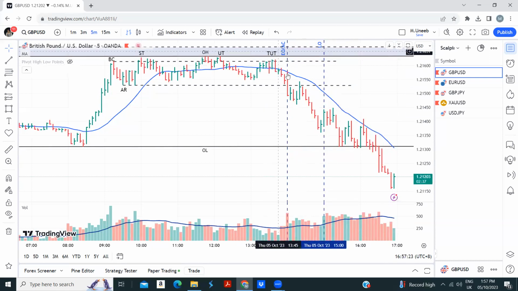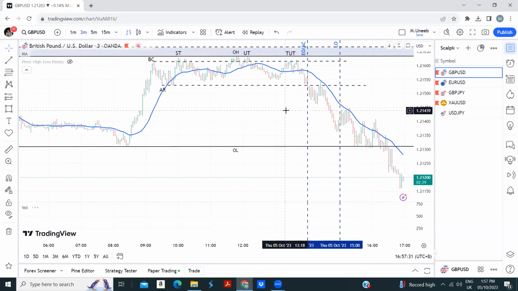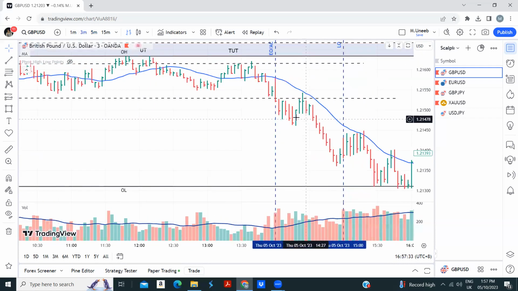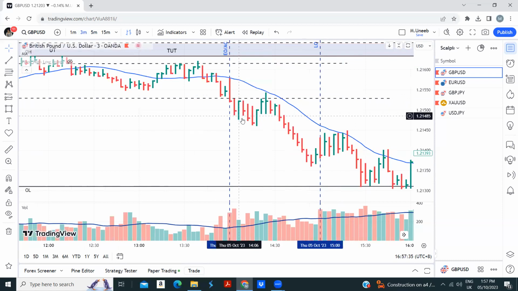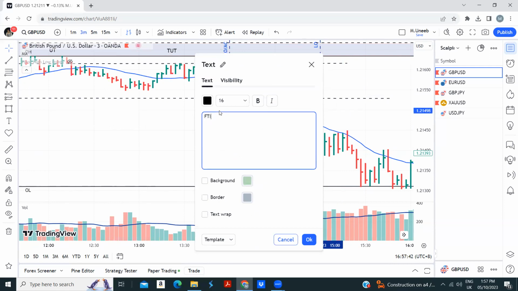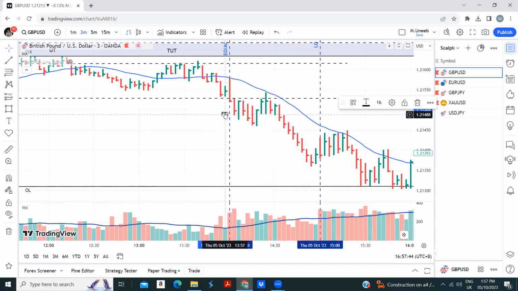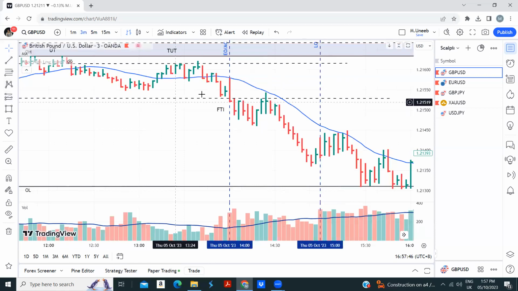Then after that the price breaks down here, right at the Euro open. What do we see? We are on the 3-minute time frame, and the price is breaking down through the chart here at the Euro open. So we have FTI, during the Euro session.